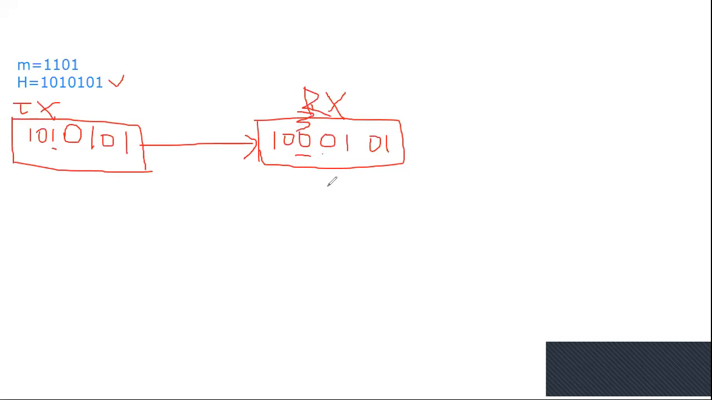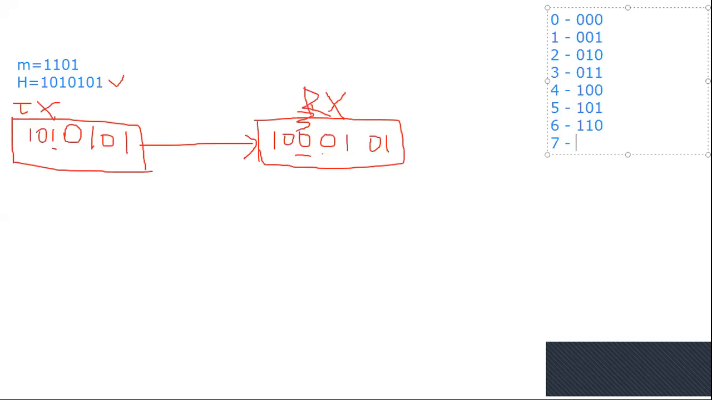So how to find out this error? Take the table here: 0 0 0 1, 0 0 1 2, 0 1 0 3, 0 1 1 4, 1 0 0 5, 1 0 1 6, 1 1 0 7, 1 1 1.